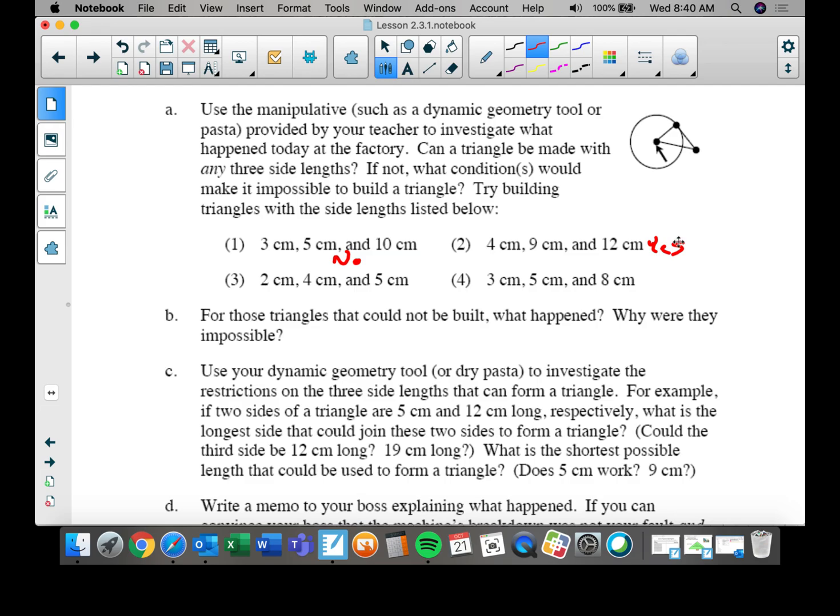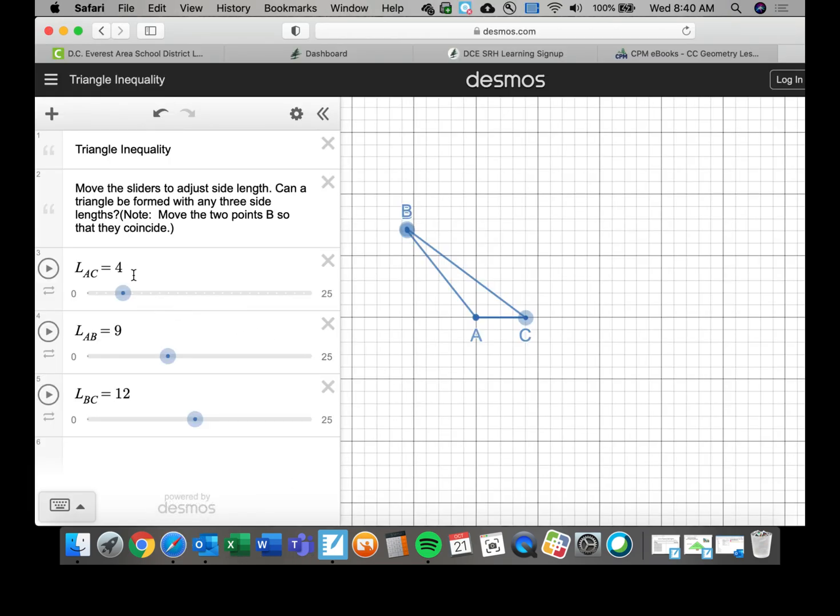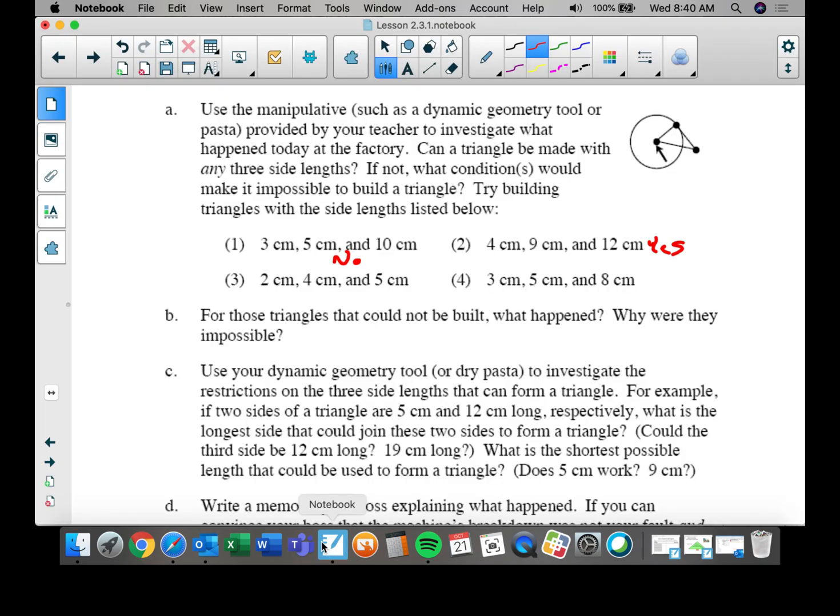For number 3, we've got 2, 4, and 5. Let's take a look at that one. We already have the 4. Let's go to 2, and let's change that one to 5. And if I start moving this around, hopefully pretty quickly you can see that if I moved this, these would match up. Okay, so there's that one. Sure enough, that works. So let's go back to that and put that in there. This one is a yes.